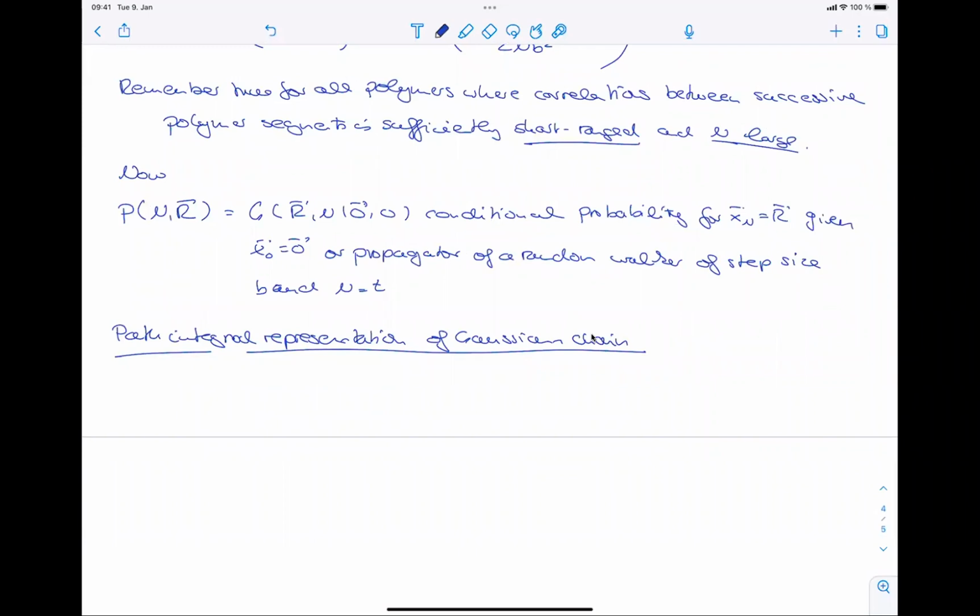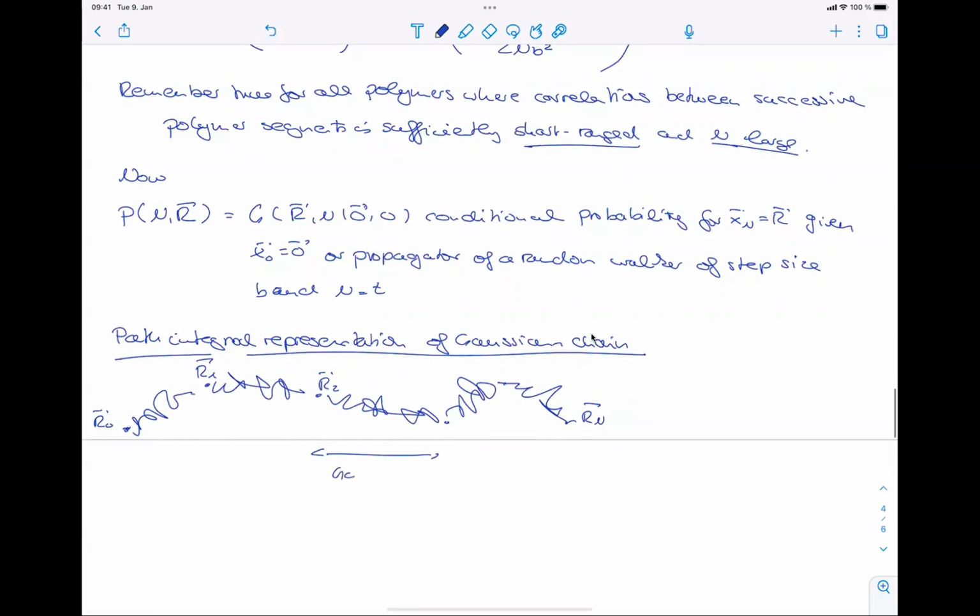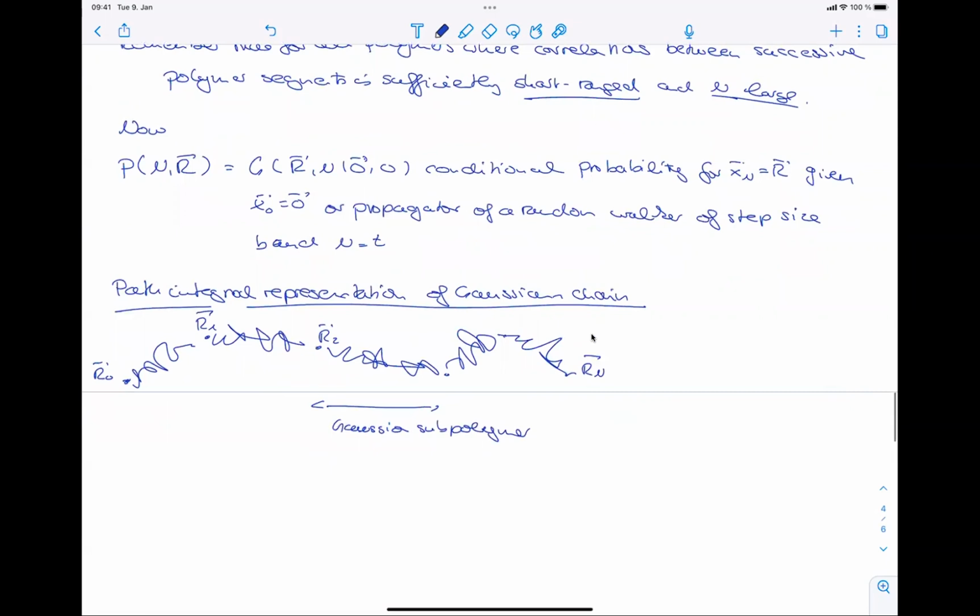So in the drawing, I now consider R_0, R_1, R_2, up to R_N, and all of these are random Gaussian chains, with each being a so-called Gaussian subpolymer. So we dissect a polymer into capital N subpolymers with a large number of segments each.